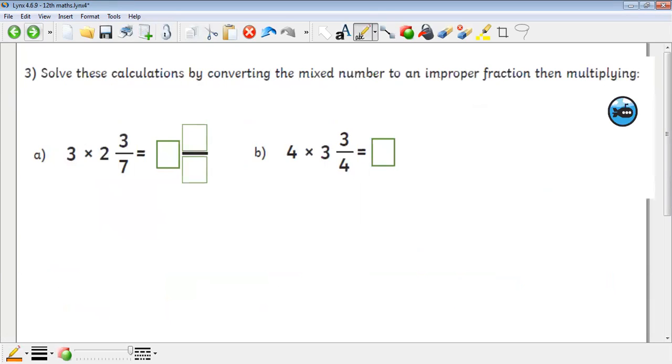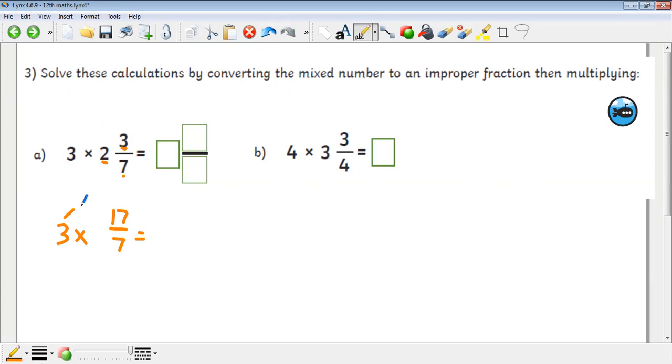Next one, solve these calculations by converting it into an improper fraction and then multiplying. Okay, so that means that it wants you to deal with this and turn it improper. So that means that these two whole ones are each worth 7, because a whole one is 7/7 in this context. 2 7s are 14, plus the 3 on the top would be 17/7.